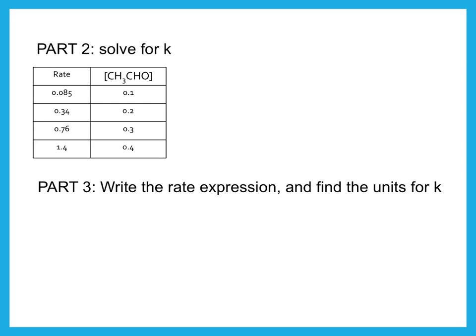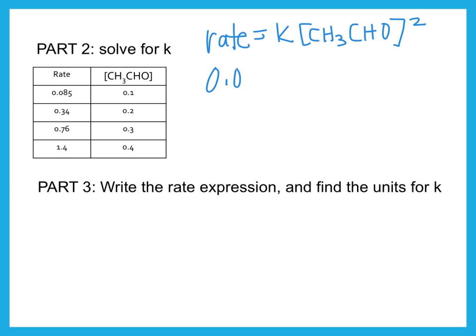The second part of this problem would then ask you to go on and solve for k. So once you know what the rate law is, you can plug in some of your experimental data and then solve for the constant. We now know that the overall order is second order. So we can take a rate value, any of the values on this chart. I'm just going to take the first one. We can plug in our rate, plug in our concentration, and solve for k. So k would end up equaling 8.5.